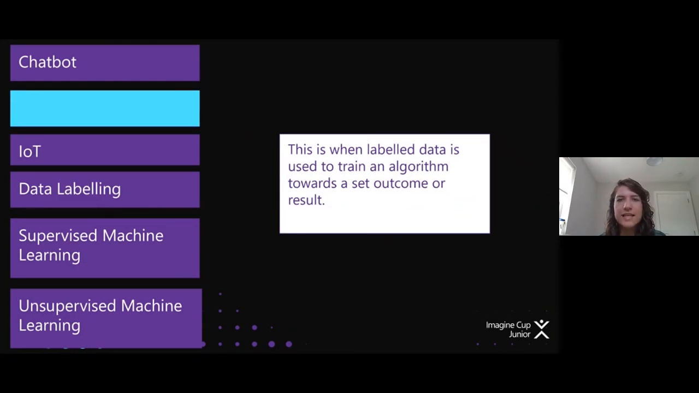Okay, next one. This is when labeled data is used to train an algorithm towards a set outcome or result. Corey. Is supervised machine learning? Very good. Yes. Well done. That was supervised machine learning, guys. Basically, remember, we have our labeled data. That's our training data to get the algorithm really working towards this outcome we want.